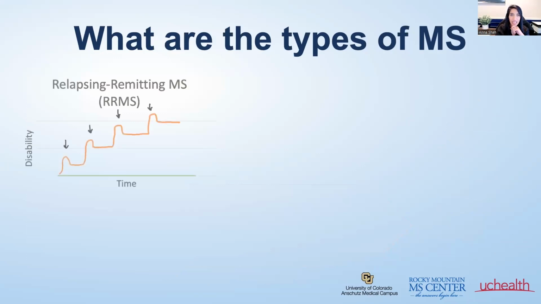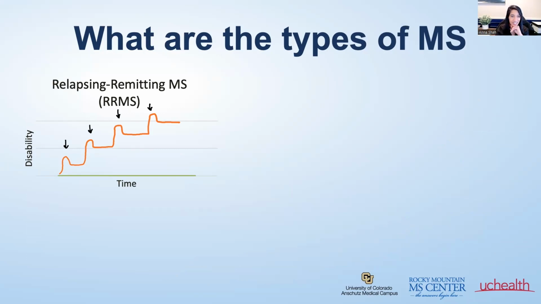So what are the types of MS? And these become a little bit more semantic. And I think this will probably be something that will phase out in terms of clinical practice use, probably over the next decade. But the most common type of MS, meaning over 80% to 85% of individuals when they're first diagnosed with MS, are diagnosed with this type, which is relapsing remitting.